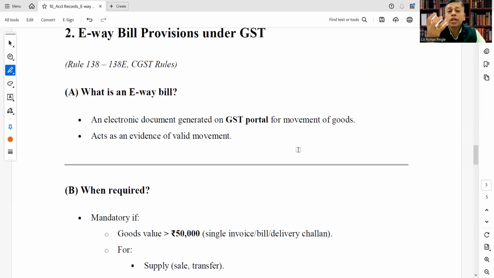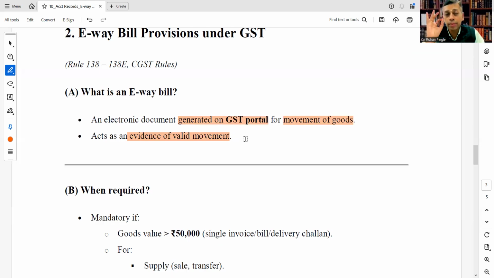E-way bill is an electronic document generated on the GST portal for movement of the goods. It acts as an evidence of valid movement. Earlier we needed only a delivery challan. Now, delivery challan plus we need to have an e-way bill once a prescribed limit of the value of the goods is crossed whenever particular goods are transported.